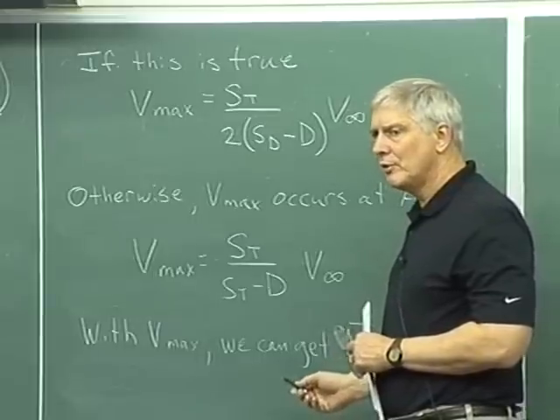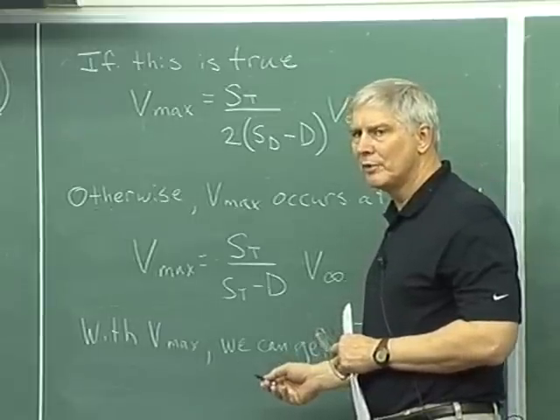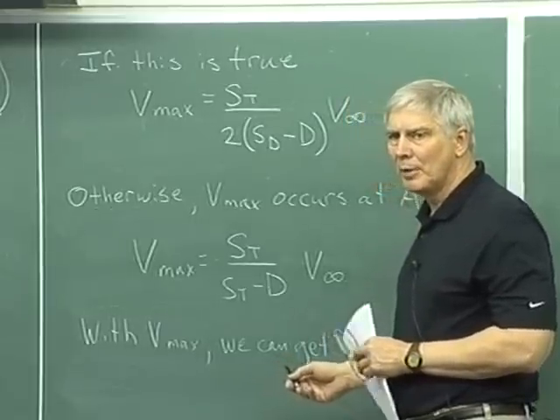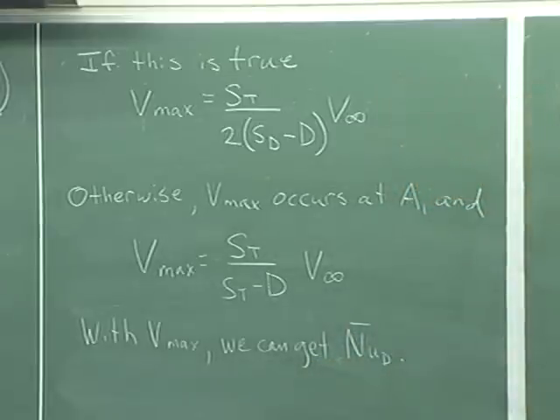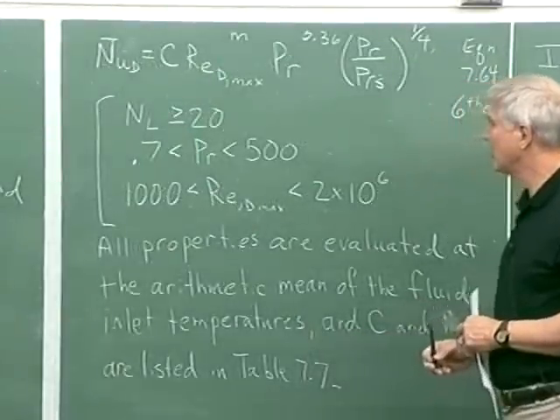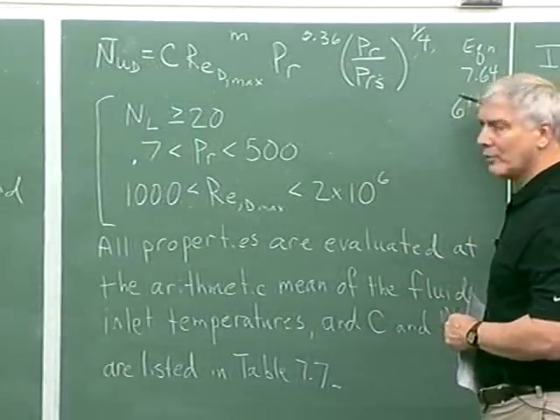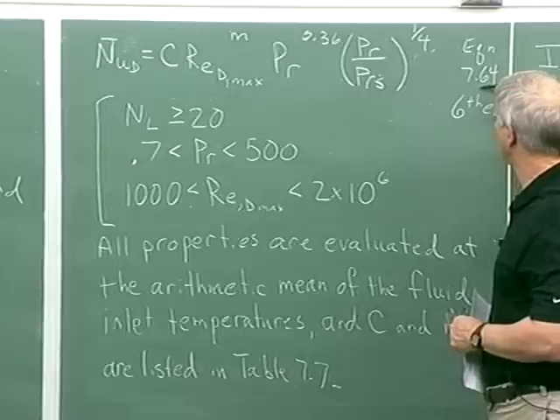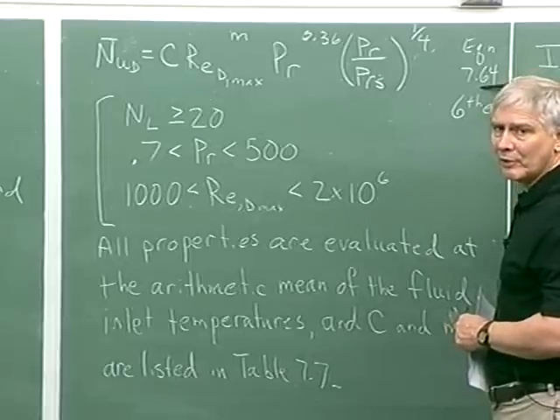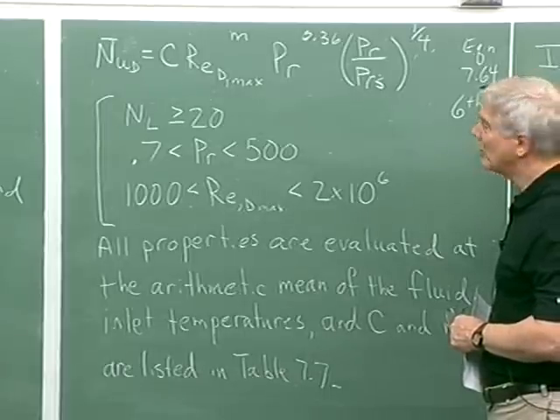Now sometimes it turns out that the correlation that I gave you just previously for the Nusselt number may not apply. There's another correlation that you might be able to use which extends the Reynolds number range, and that's this correlation right here, which in the 6th edition is equation 7.64. If you have a different edition it might have a different number, but you could find it.